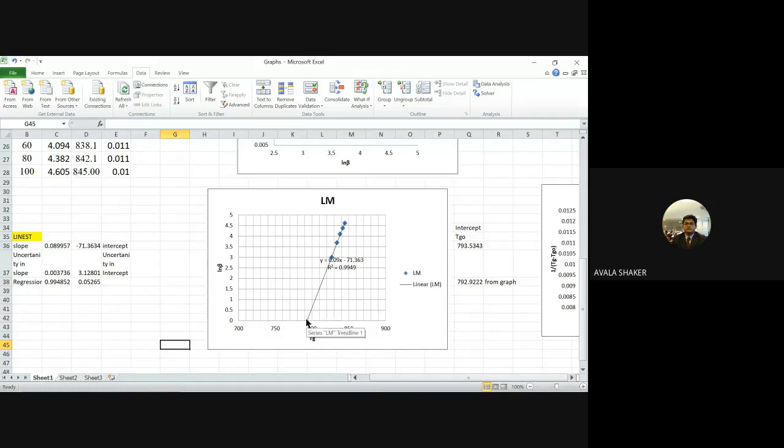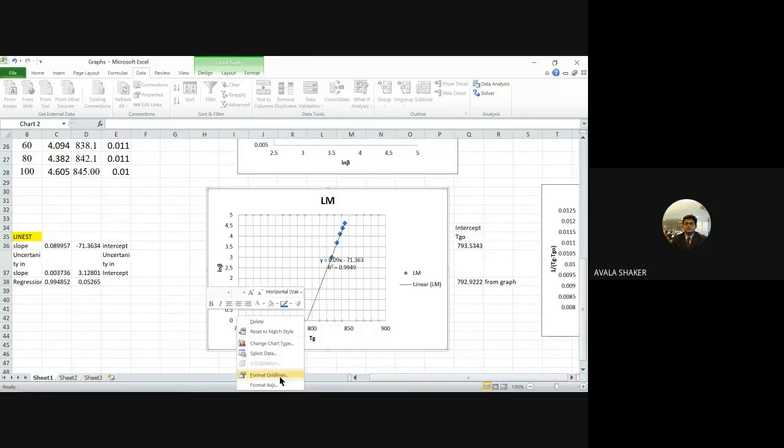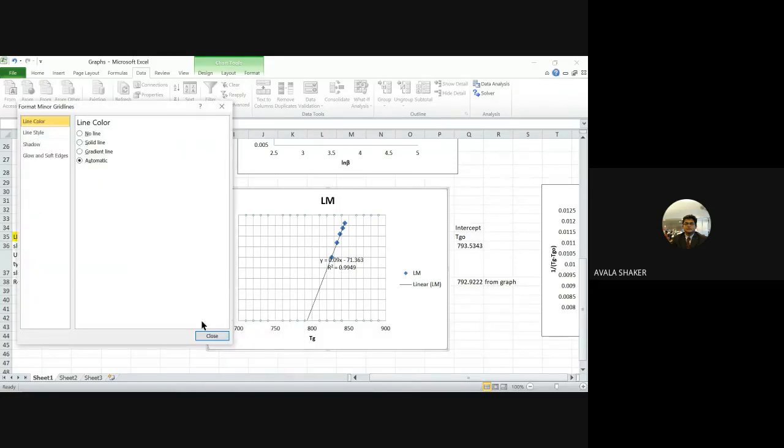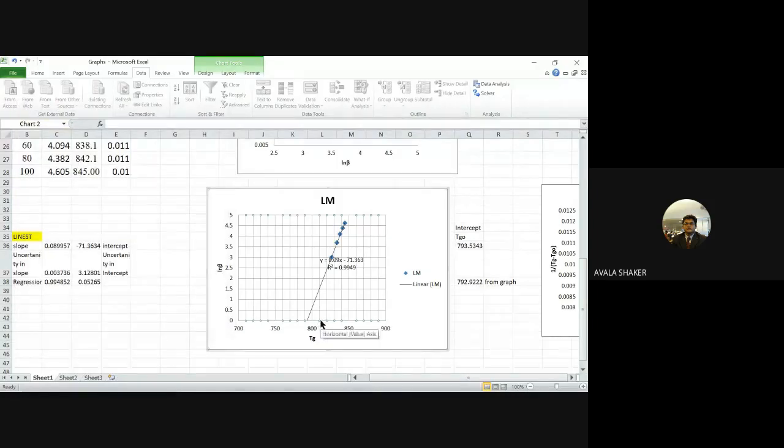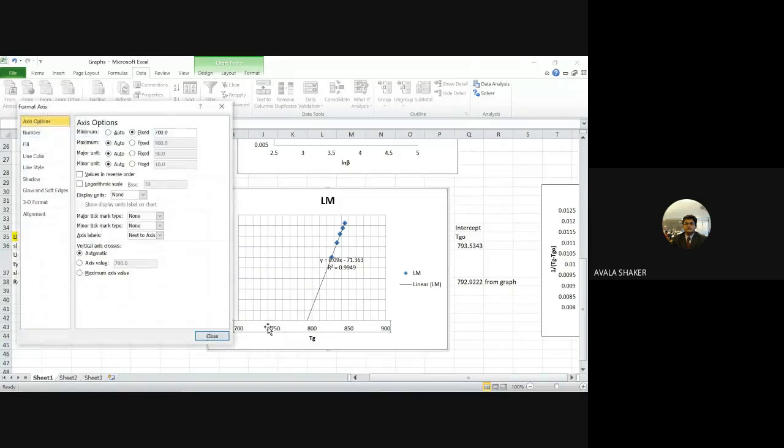So here you can find, yeah, I don't want to use regression now, but anyway, when I do that, I'll get the x-intercept also. But if you want further, you can have these grid lines. This is 50 and this is 10.